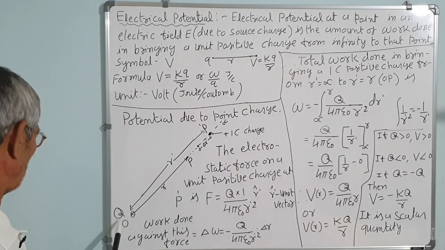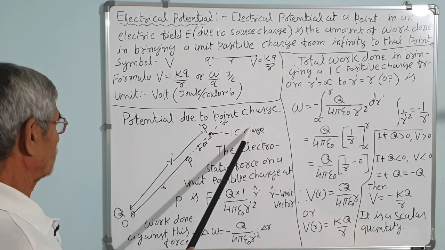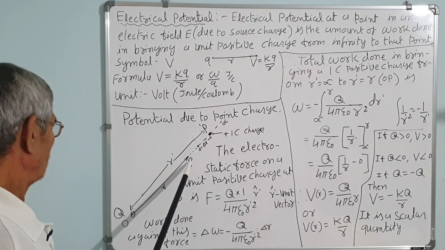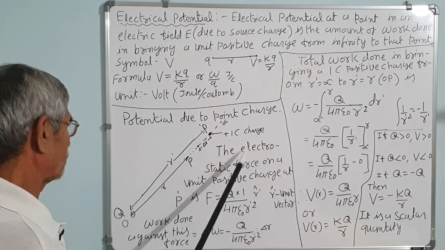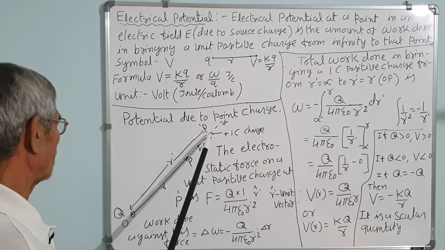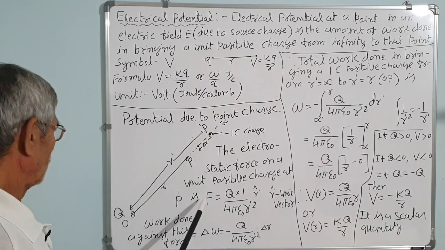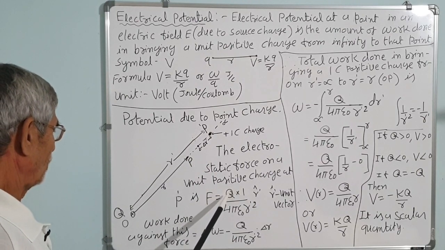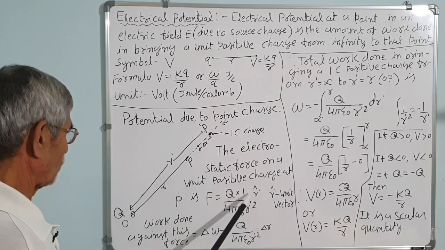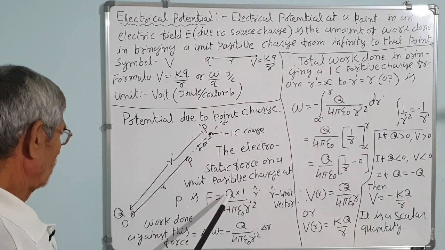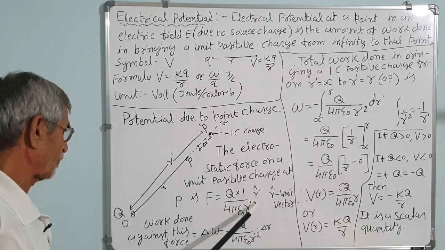Consider a point charge Q at origin O. We bring the unit positive charge, 1 coulomb charge, from infinity to that point P. Consider the intermediate point P dash. The electrostatic force on a unit positive charge at P dash will be repulsive, as both are positive. According to Coulomb's law, F is equal to K Q1 Q2 upon R square, or here R dash square, into R dash unit vector, or K is equal to 1 upon 4 pi epsilon 0. You can write Q into 1 upon 4 pi epsilon 0 R dash square also.